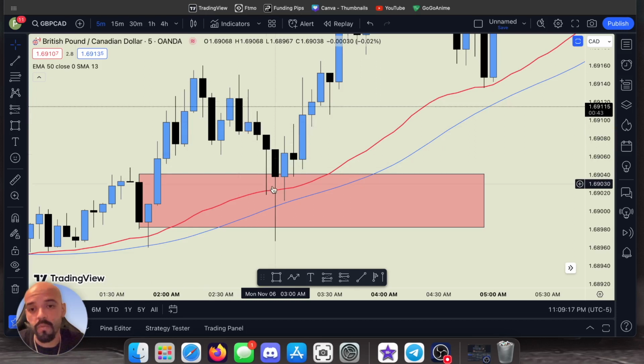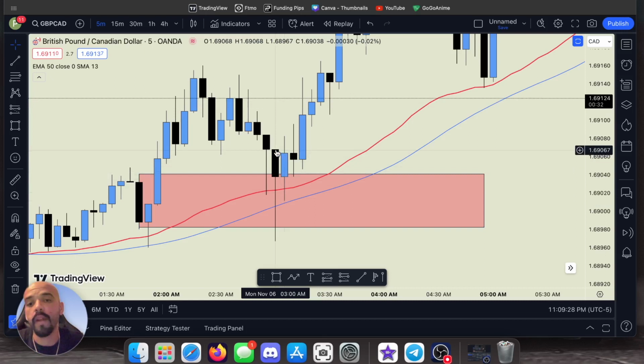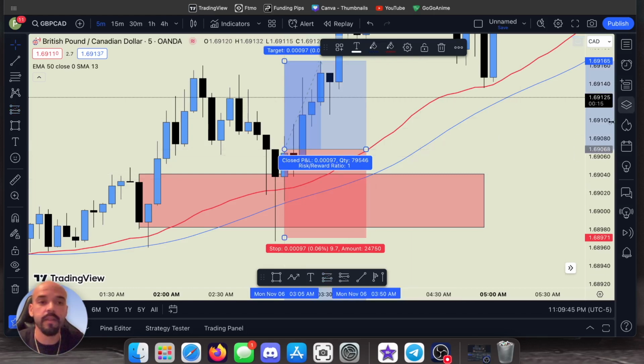Hits our zone. Starts rejecting. Even better. Next one opens up around here. Starts going up. Probably starts going down. Rejects again. And break. The moment that candle broke the previous one after hitting our zone, I'm taking the trade. We go for the buy. We set it up right there at the break.